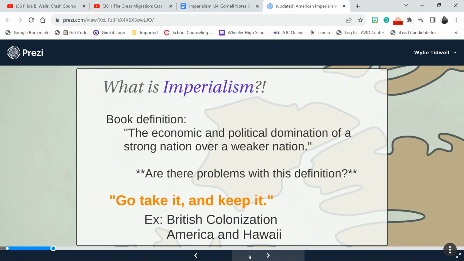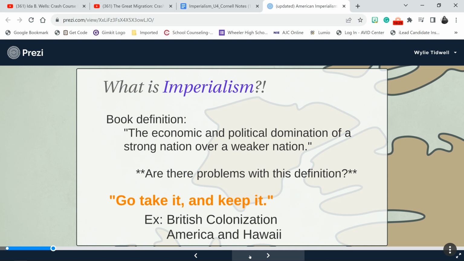All right, so what is imperialism? I'll get a popsicle stick. Haley, can you read to us what imperialism is? Okay, that's good. Now, you should have learned this in world history, but I don't assume anything. The textbook definition says the economic and political domination of a strong nation over a weaker nation.